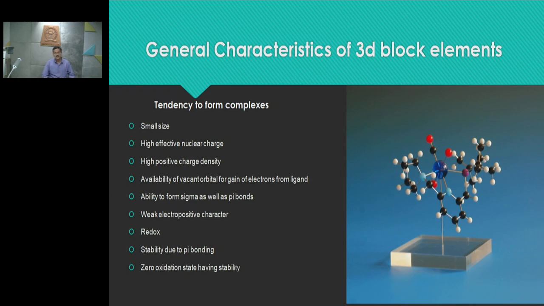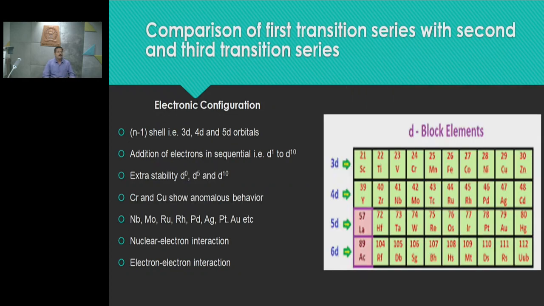They are generally weakly electropositive in character. They also have redox behavior, meaning oxidation and reduction take place. They are stable due to pi bonding, and generally zero oxidation state complexes are more stable. These are some reasons why they show formation of complexes, and after formation of complexes there are different properties with respect to metal and ligand. These are the different characteristics of transition elements, basically 3d block elements.